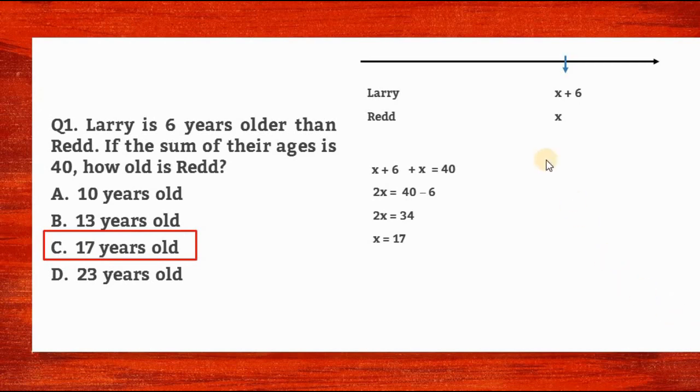Lastly, in our T solution, we answer the question, and the question is how old is Red? And if we go back to our timeline, Red's age at present is X, and X is equal to 17. Red's present age is 17.